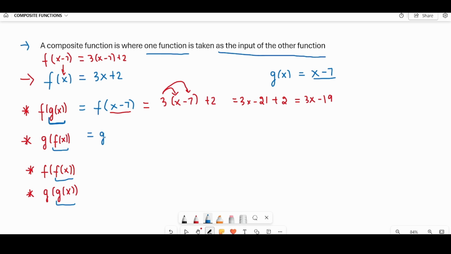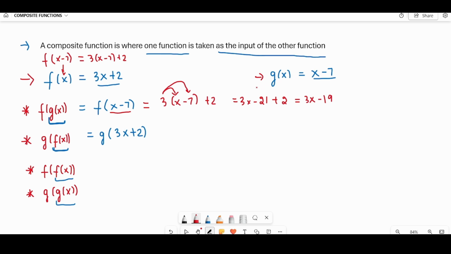So here, just like we did before, we will put the value of the function written inside the parenthesis, which is f of x here. You can see, the value of f of x is 3x plus 2. That means we have to find g of 3x plus 2. Now to do that, we need to go back to the original function g of x. Here you can see x is acting as the input.